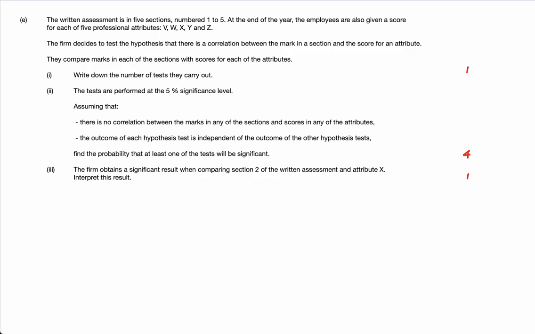Okay, so this is the last part of the paper. Now, once you see how this is done, it's not that bad, but it's certainly a confusing question, and it took me a while, again, to get my head around what they were actually asking.